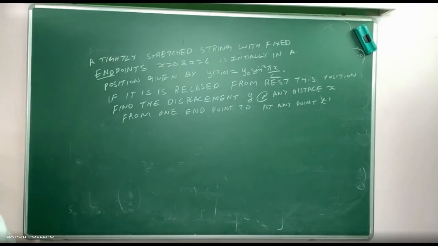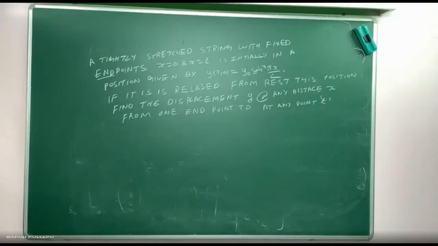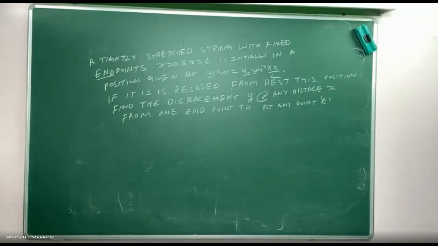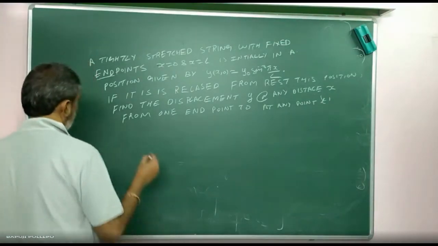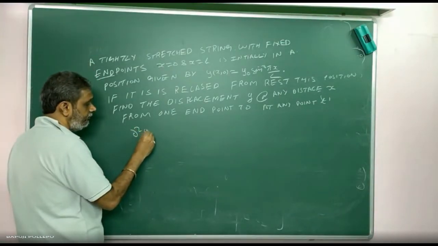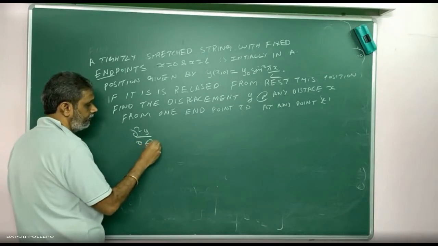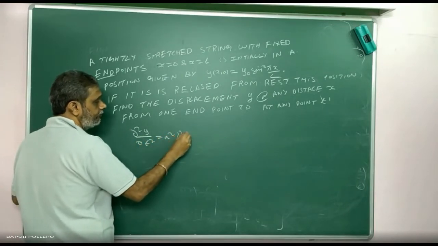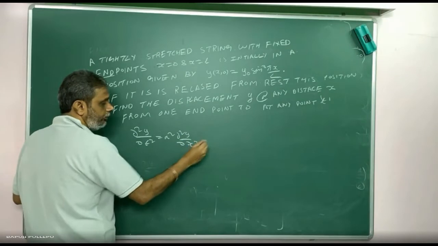Okay. Seeing this, what will you write first? What is your aim? Tell me. The vibrating string displacement is given. What will you write first? d square y by dt square equals a square. Dou square, Ananya. While you write correctly, pronounce correctly. Dou square y by dou x square. Tell me. A square into dou square y by dou x square.